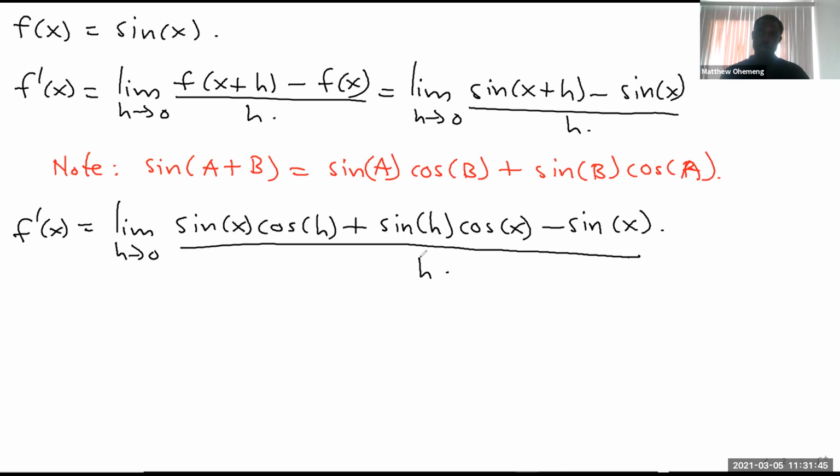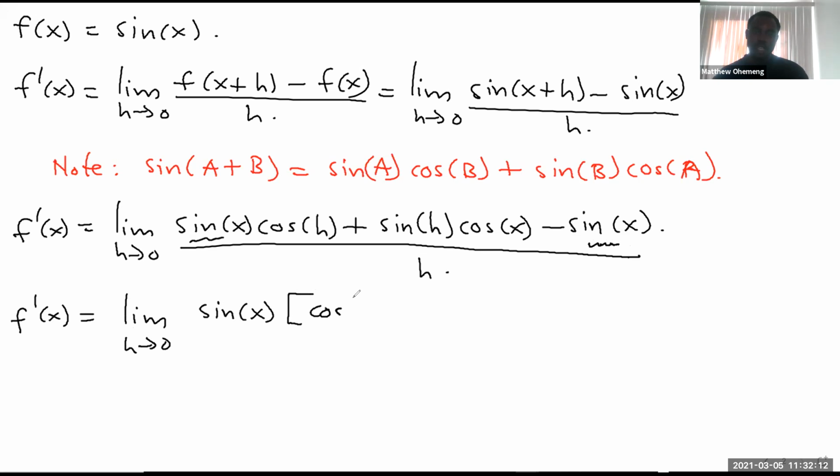I hope you're okay up to this point. Any questions? Okay. But then you realize that there are like terms here. You see a sine of x term here, and you see another sine of x term here. So let's group those two. We have the limit as h approaches 0. If I group those two, I can factor sine of x out, and I have cosine of h minus 1, and then plus sine of h cosine of x, like so.